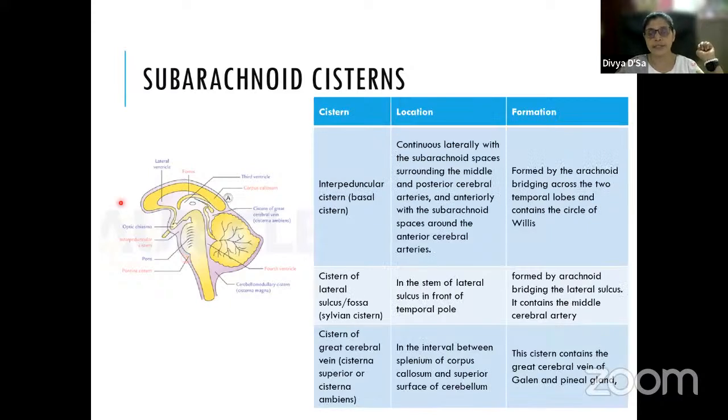Then the interpeduncular cistern. So we saw the oculomotor nerve going that side, right? We studied earlier.